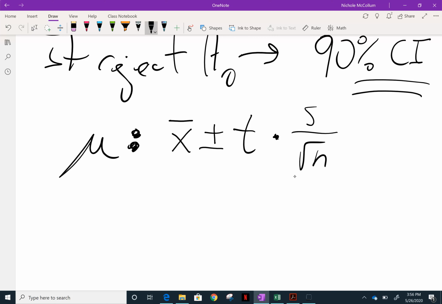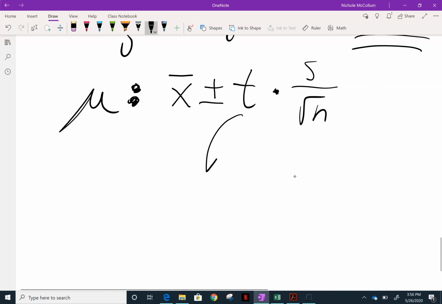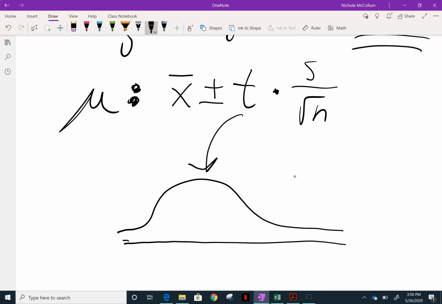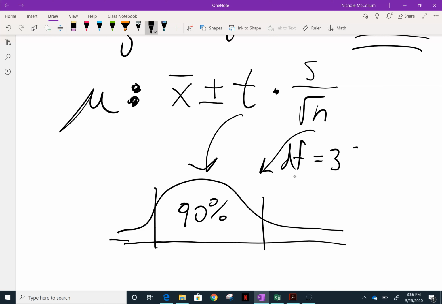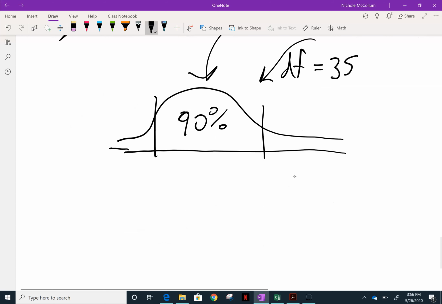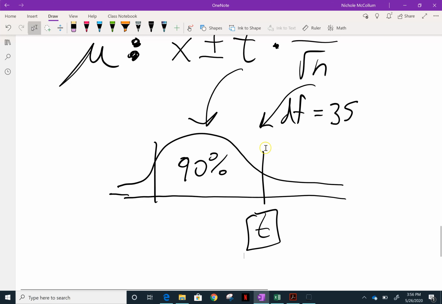Well, you know three of the numbers: x bar, s, and n. Those are based on your sample. The t is based on the confidence level you want to showcase. In this case, the confidence level you want to showcase is 90%. And since it's a 90% confidence level with a sample size giving me degrees of freedom of 35, I know how to find the t value. The confidence level goes inside. Degrees of freedom picks the particular t curve, and I can find my t value.